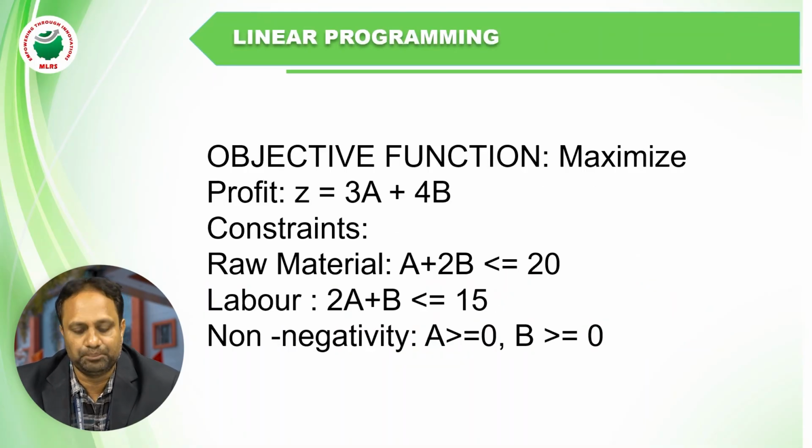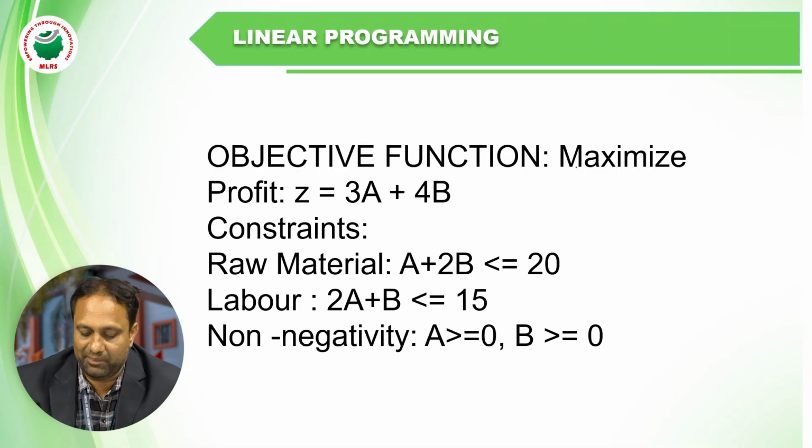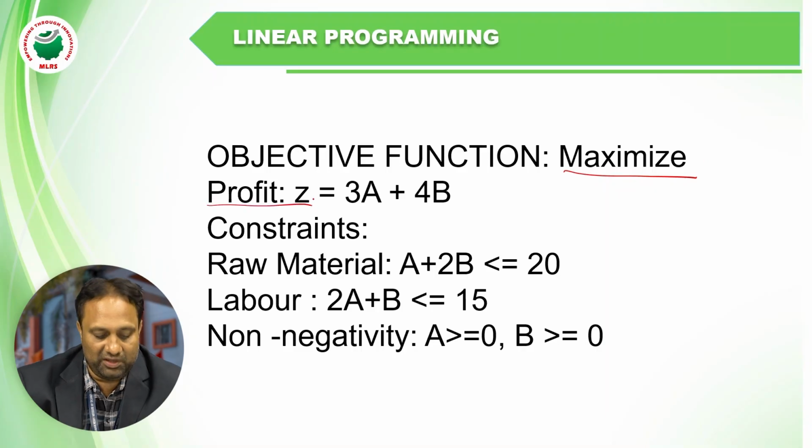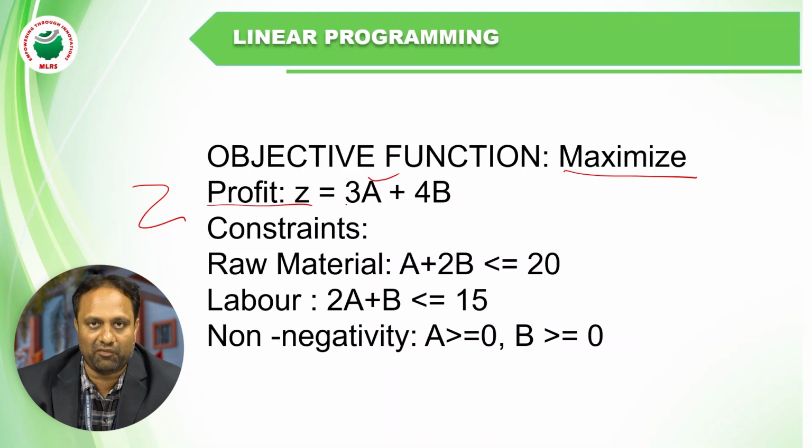So dear students, here the objective function, as I have discussed already, is to maximize the profits for the manufacturer, to minimize the losses for the manufacturer. The objective function is to maximize profit, which is denoted with Z. By producing product A he can earn ₹3 of profit, and by producing product B he can earn 4 rupees of profit. So this is the objective function for the manufacturer.